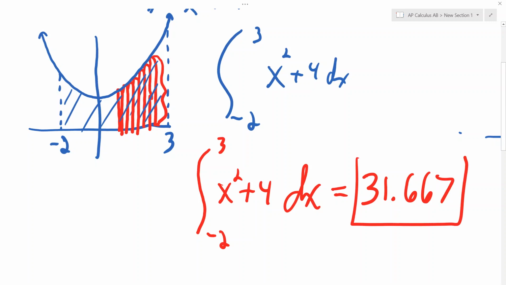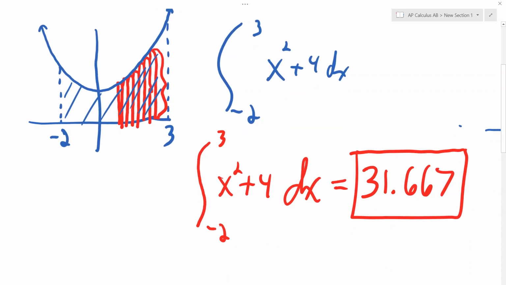Now, here's what I'm telling you. We can't really put infinitely many rectangles into this thing, but here is the basic idea. If I were to physically put 100 rectangles under here and add up the area of all of them, I should get an answer close to 31.667. Let's say I got 31.5.